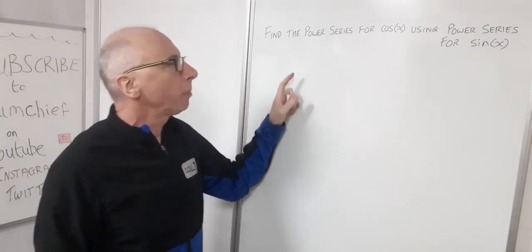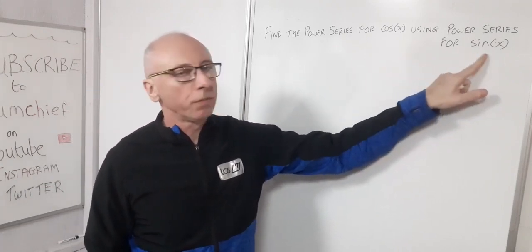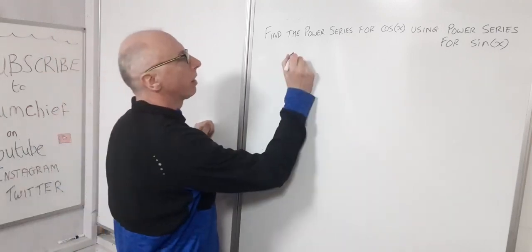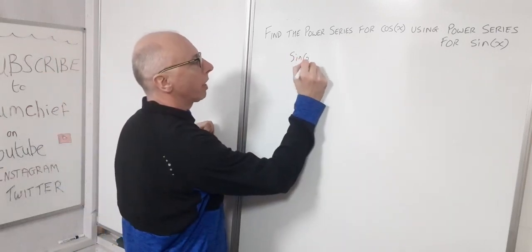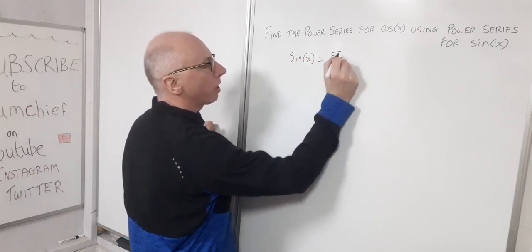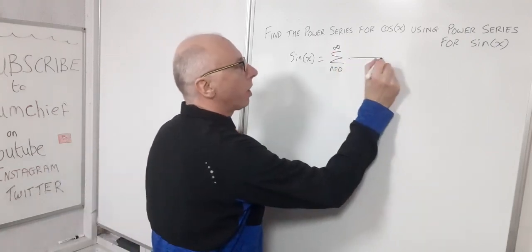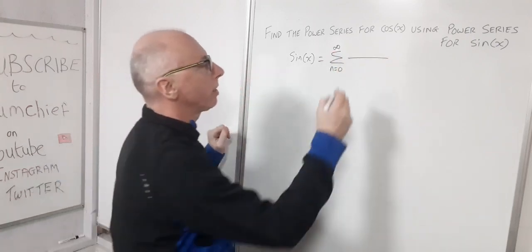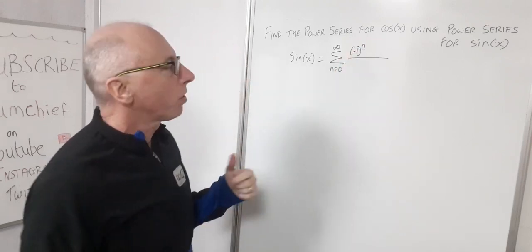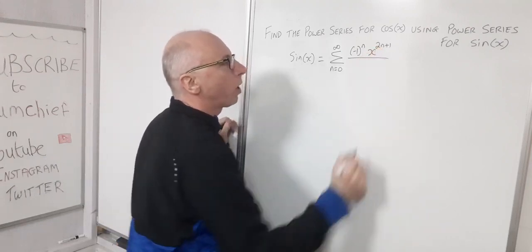So in this video we're going to find the power series for cosine by using the power series for sine. Now, the power series for sine of x, I just put that up on the board so we can have a look at what we're dealing with. We've got the summation from n equals 0 to infinity, and then a fraction which has an alternating series, minus 1 to the n, and then we've got x to the power of 2n plus 1.